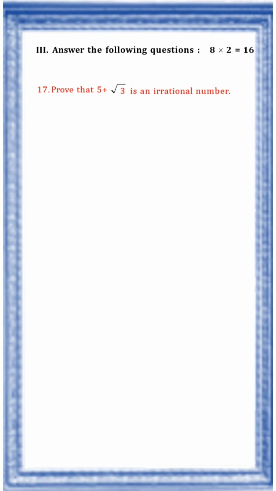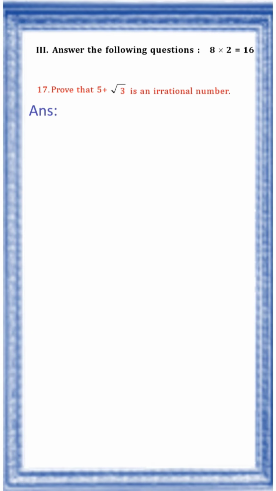Now, Roman number three section. There are 8 questions of 2 marks each, totally 16 marks. 17th question: Prove that 5 root 3 is an irrational number.